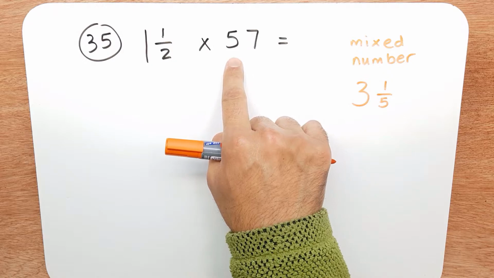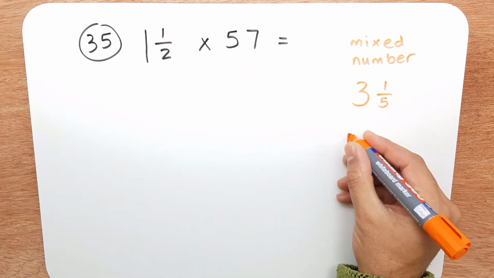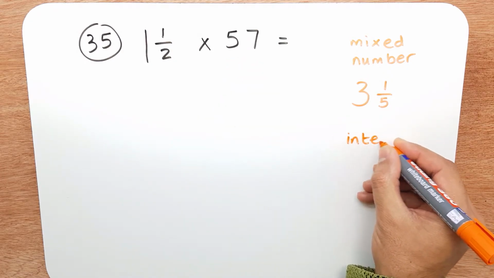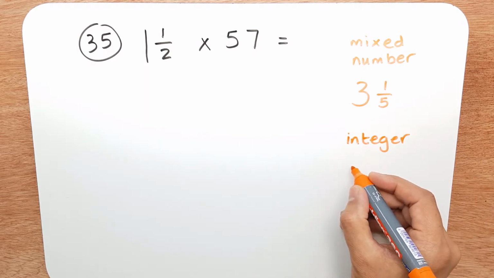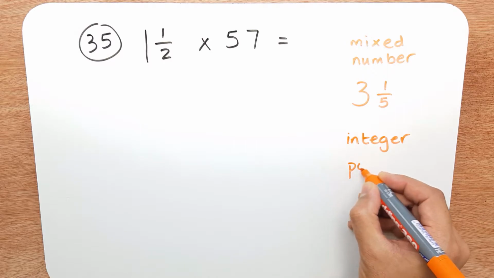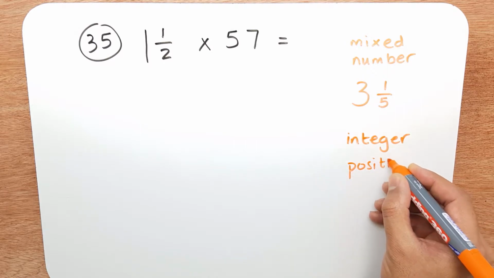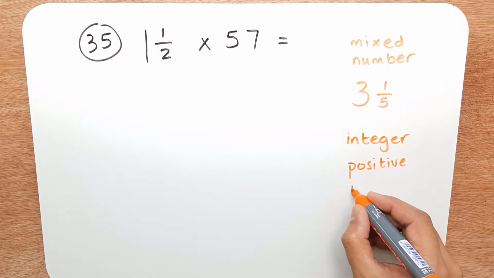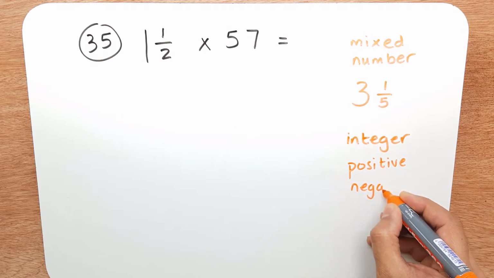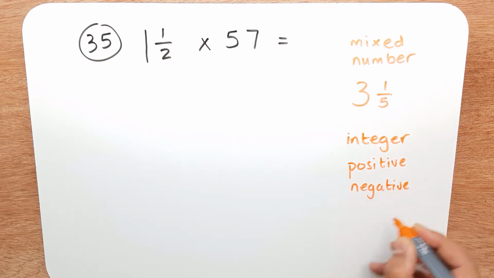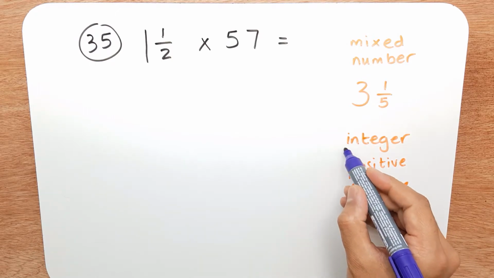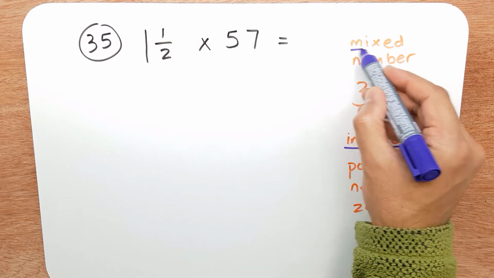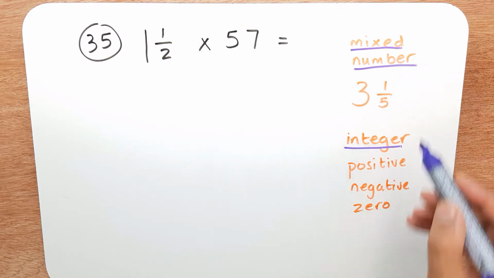And what did we say about this whole number? We can call it an integer. And what did we say an integer was? It's a whole number that can be either positive, it can be negative, or it can be simply 0. So if you can learn this word integer and mixed number, it's very useful.